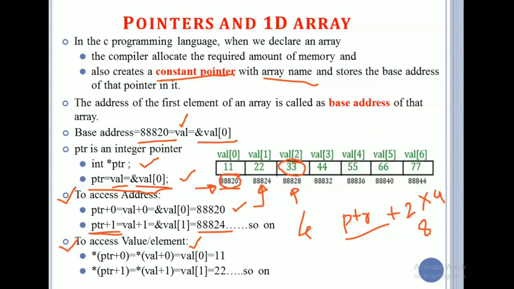Now I want to access the second element. In that case I need to dereference PTR plus 1. I just need to put an asterisk in front of PTR plus 1, so you will get the answer 22. Or I can write *(VAL plus 1), because I know that VAL is your constant pointer holding the base address of my array. So I can write *(VAL plus 1), or I can read it as the value at PTR plus 1, or the value at VAL plus 1. We will get the same answer, 22. Hope you understand how to use the pointer for accessing a one-dimensional array.